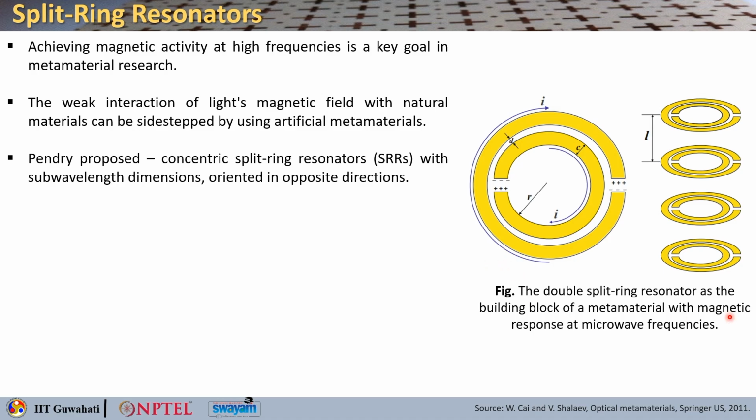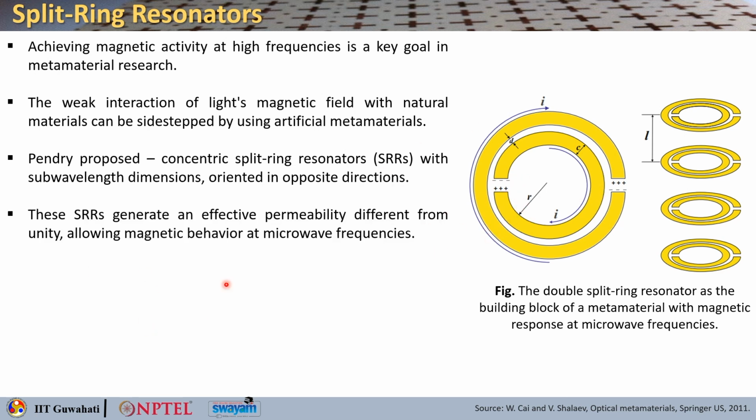So, in this regard, for the microwave range, a recipe was suggested by Sir John Pendry, where he predicted that a pair of concentric split ring resonators, also called double split ring resonators, with subwavelength dimension, facing in the opposite direction, can give this kind of effect. These split ring resonators generate an effective permeability which is different from unity. That means it is showing magnetic behavior or response at microwave frequencies.